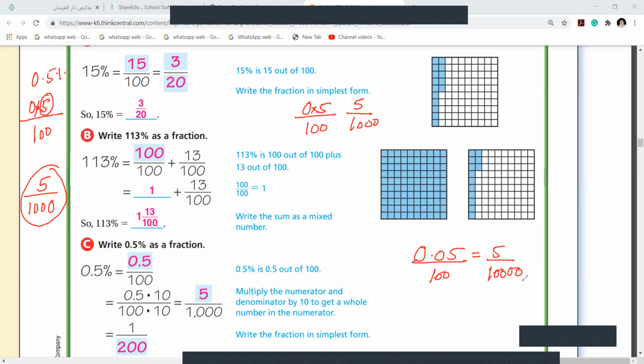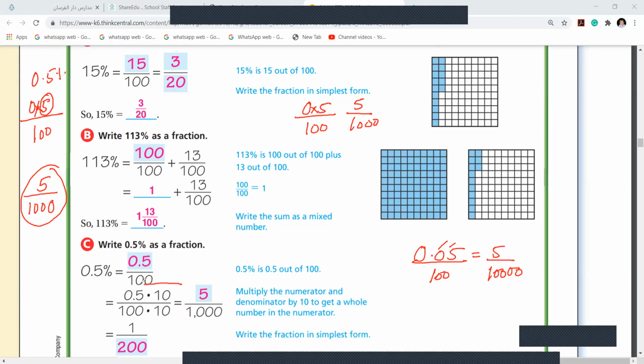Did you understand this? Yeah, miss. Malak, sure? Yeah. If there is a decimal point and you want to remove it, see how many numbers are after the point. Those many zeros you will put in the denominator.